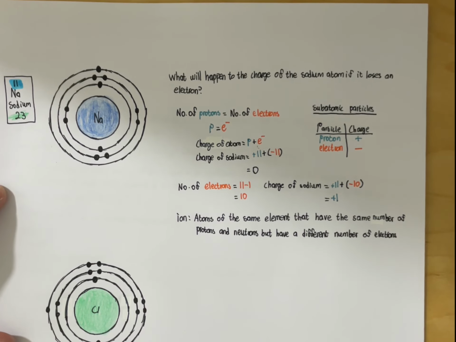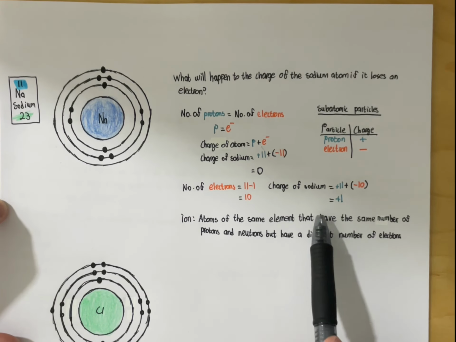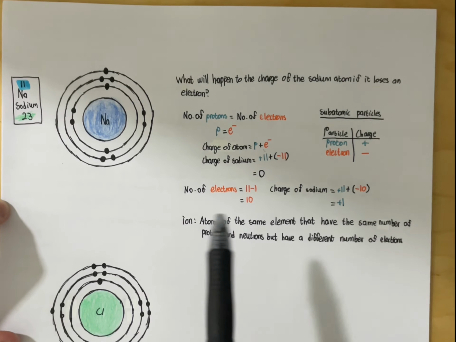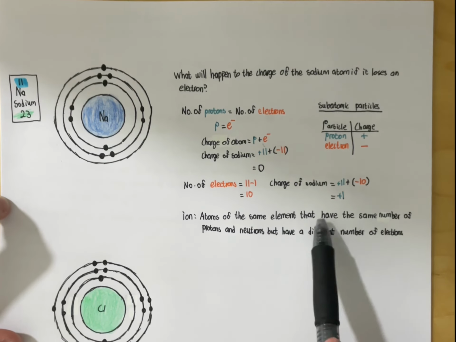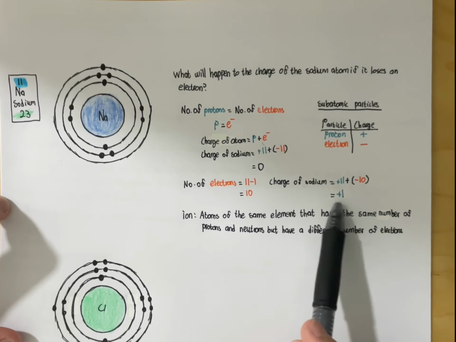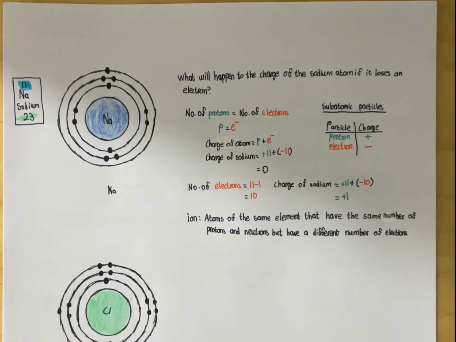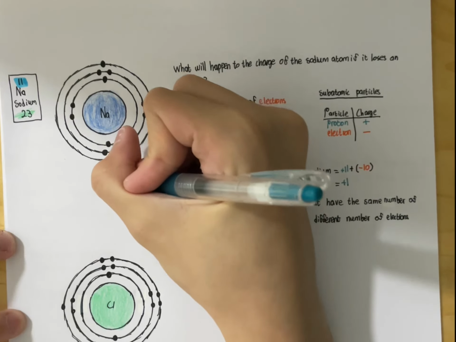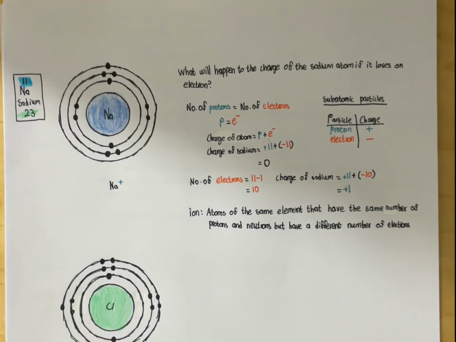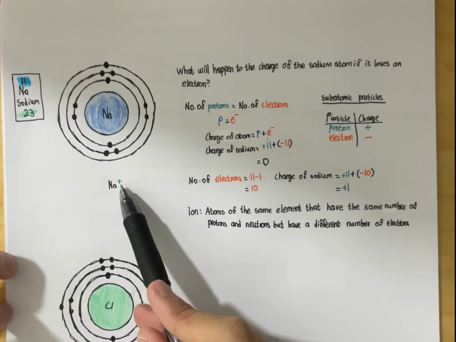And let me just show you how to write this. For this particular ion, it has a charge of +1. So you're just going to write Na plus. That's how you write this ion. A general rule in chemistry is that if the value is 1, you don't need to write it. You just indicate the plus.